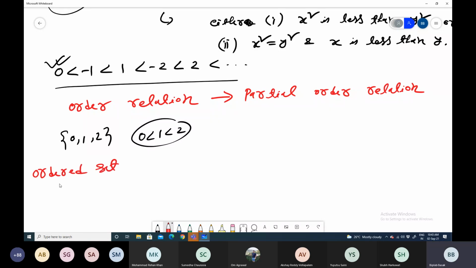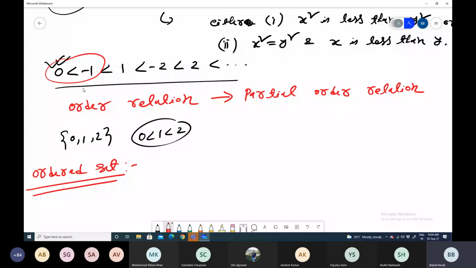Ordered set. Sir, here the less than sign means the relation between 0 and 1, right? So here 0 less than -1 means 0 is related to -1. Yes. So here we are giving a new ordering. That's all.